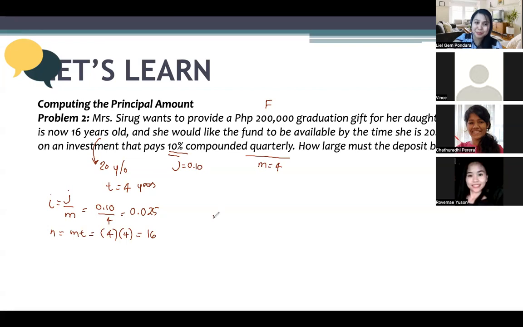Let's solve for our principal. That's F over 1 plus i to the power of n. That will be how much money? 200,000 over 1 plus 0.025 to the power of 16. What's your answer for the principal? How much should Mrs. Surug place as a deposit?